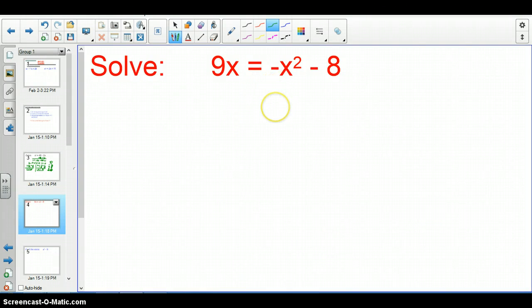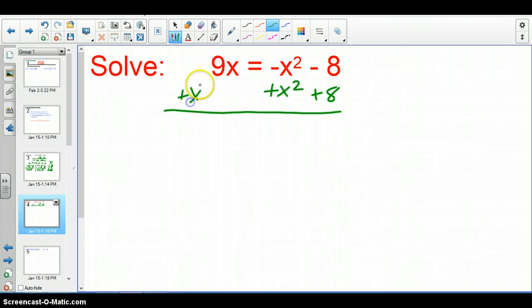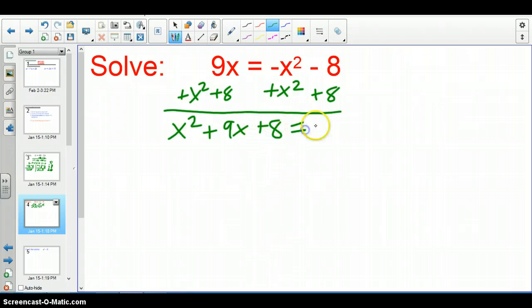Once again, our first step is to get everything on one side. Now I see my x squared term here is negative. To make our lives easier, let's make sure our x squared term is positive. So let's take everything to the other side. So we'll have x squared plus 9x plus 8 equals 0.